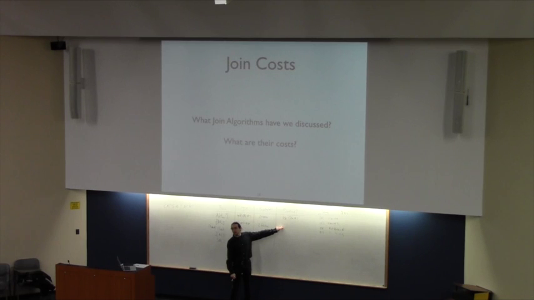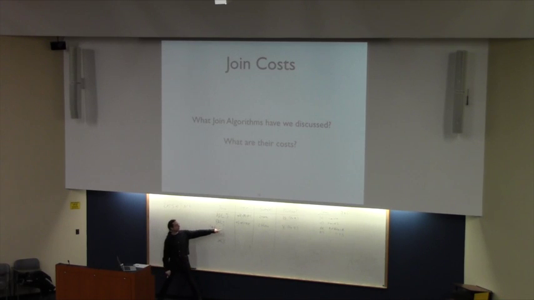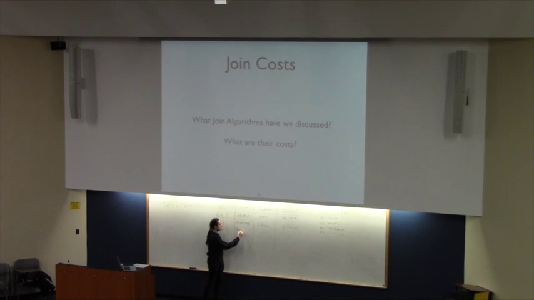Is it pipelined? All right, and what about the hash algorithm? IO cost? How many times do I read in the data from R? Once. So I read in all of the tuples from R, and what do I do with S? Again, the same thing.